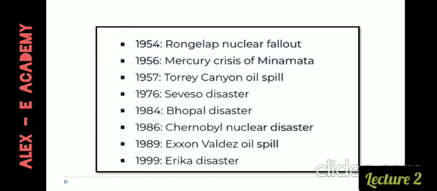And then coming to the ecological crises: from 1954, Long Lap nuclear fallout; 1956, mercury crisis of Minamata; 1957, Torrey Canyon oil spill; 1976, Sevastopol disaster; 1984, Bhopal disaster; 1986, Chernobyl nuclear disaster; 1989, Exxon Valdez oil spill; 1999, Eureka disaster. So down the years, we have seen that there were many happenings where the ecology and the ecological balance were affected severely.